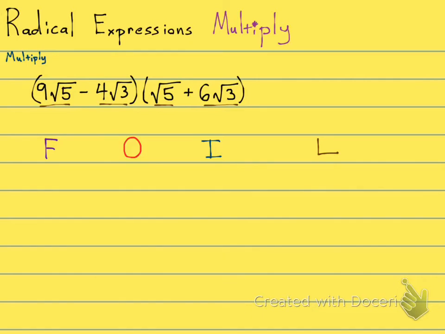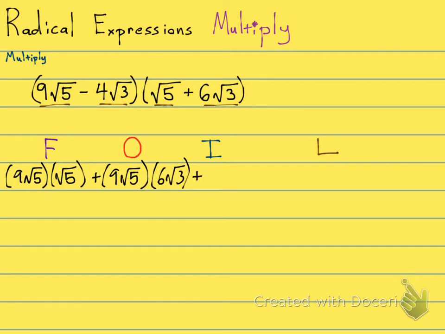Let's see it. FOILing, first two: 9 square root of 5 times square root of 5. And I'm not calculating because I don't want to make any mistakes. Let's look at the outer two: 9 square root of 5 times 6 square root of 3.